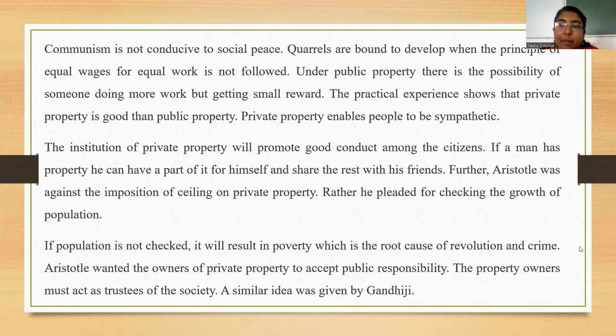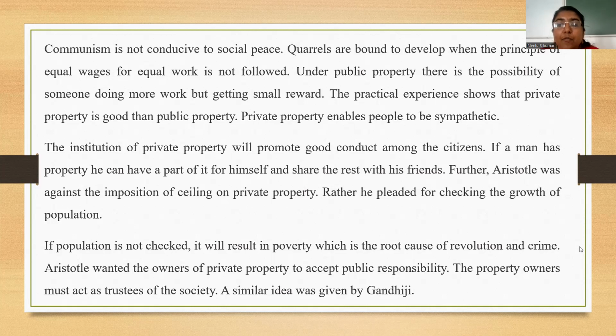Private property enables people to be sympathetic. The institution of private property will promote good conduct among the citizens. If a man has property, he can keep a part of it for himself and share the rest with his friends. Further, Aristotle was against the imposition of a ceiling on private property.